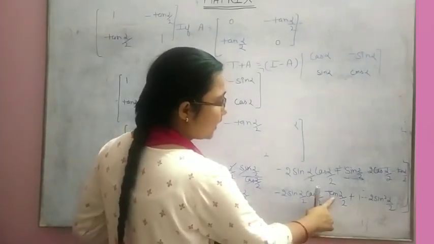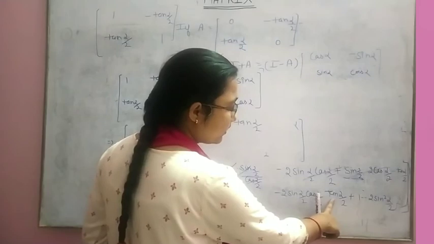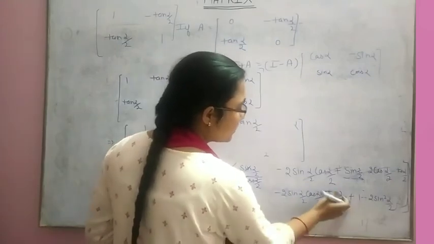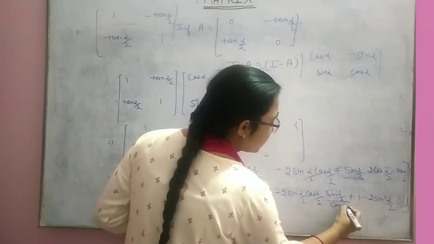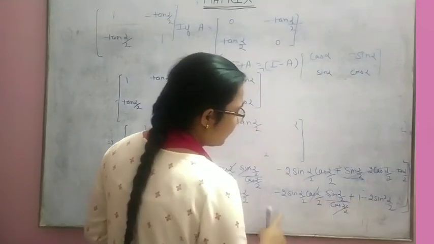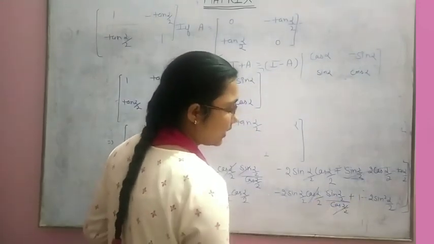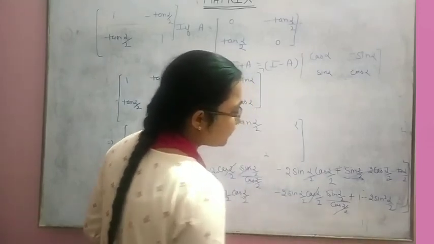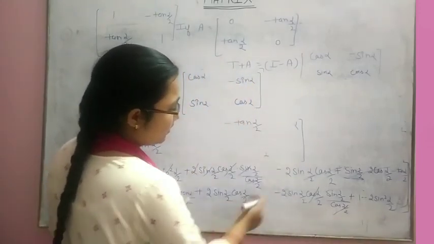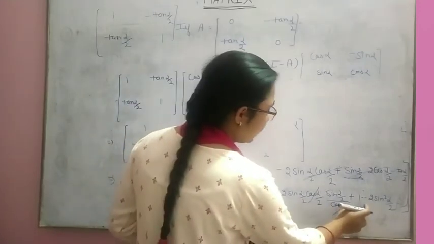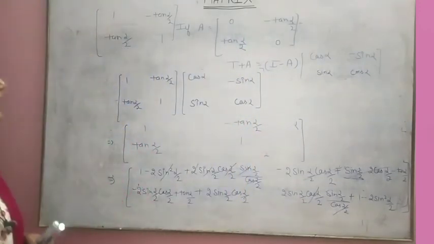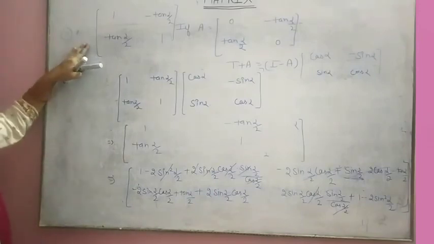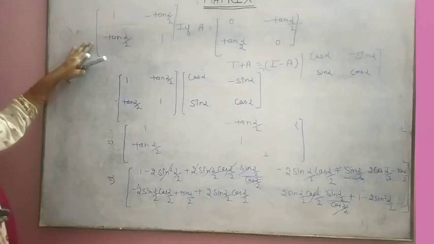In this case, again, this is sin alpha by 2 over cos alpha by 2. This cos alpha by 2 is cancelled out by cos alpha by 2, and the remaining is minus 2 sin square alpha by 2 plus sin square alpha by 2. So remaining is 1 only. So here we get again the left hand side. That means right hand side equals left hand side.